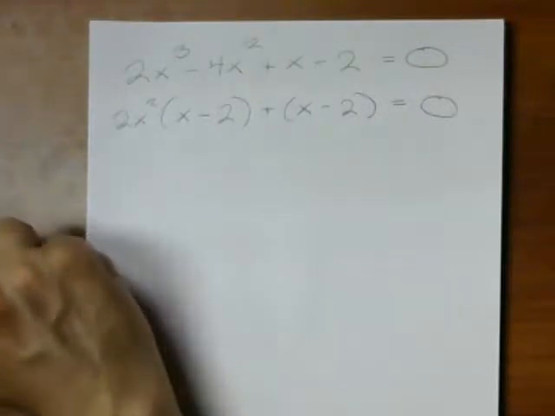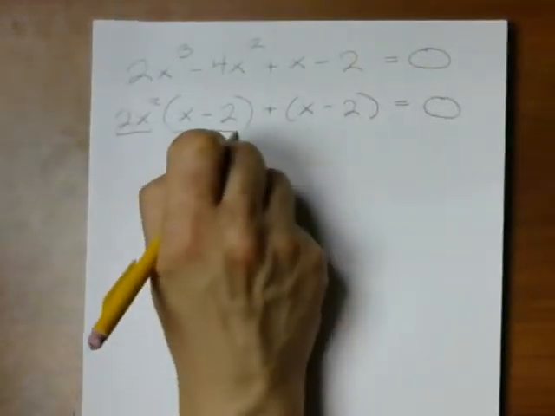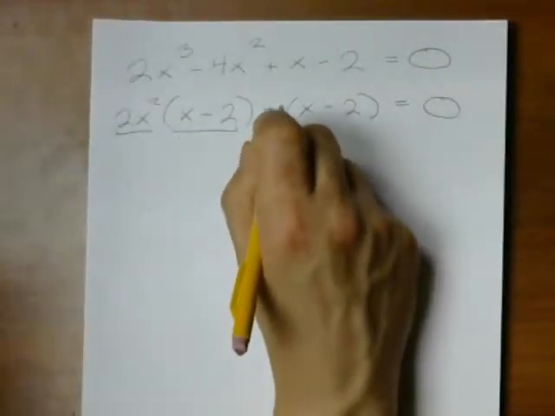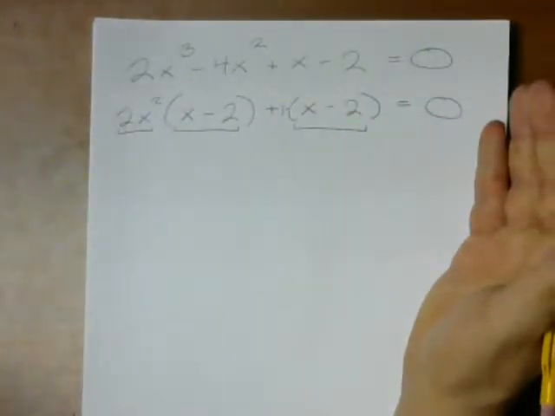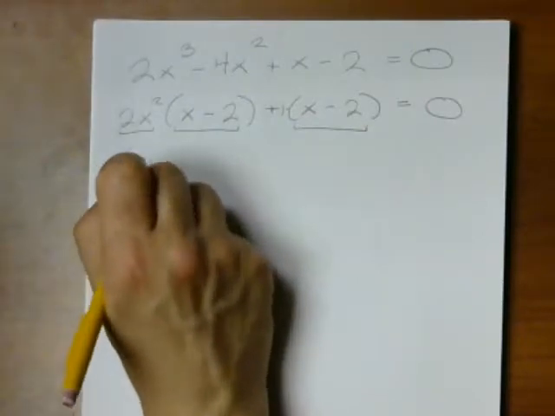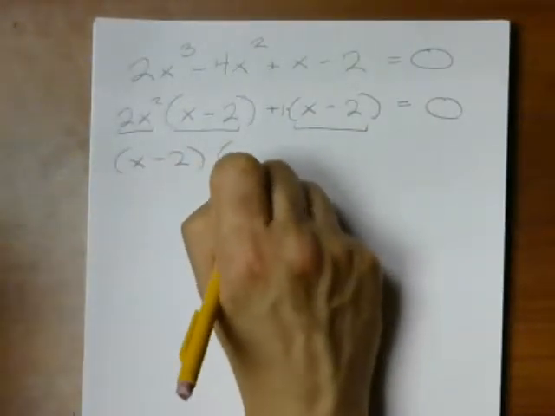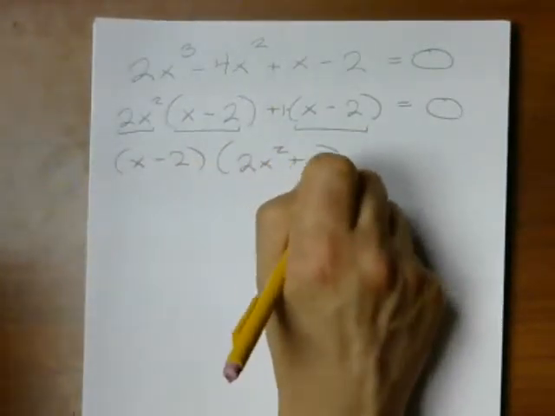So what do I have? I have 2x squared times x minus 2 plus 1 times x minus 2. I'm going to pull an x minus 2 out of each. That leaves me with this.